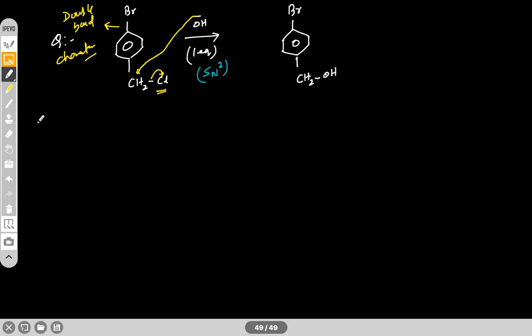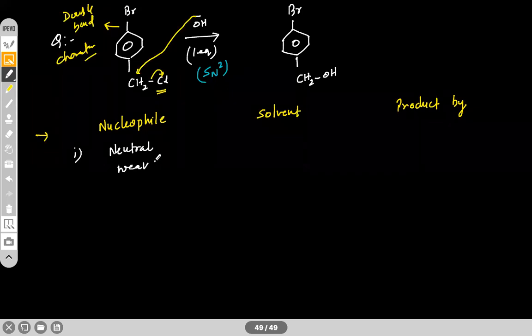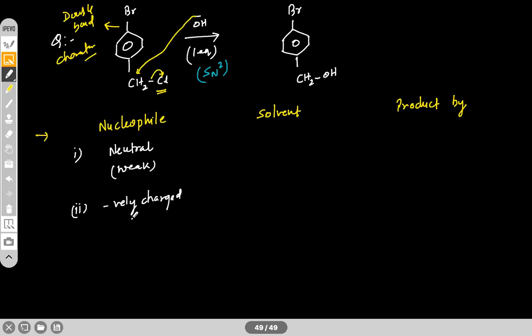Now, in general, what we can write, suppose we have a nucleophile, a solvent, and a product. Product by means what would be the possible mechanism. If the nucleophile is neutral, that is weak, or the nucleophile is negatively charged. I've already discussed that negatively charged nucleophiles are strong nucleophiles. OH minus is stronger than H2O. CH3O minus is stronger than CH3OH. Okay, so neutral is weak, negatively charged are the strong ones.